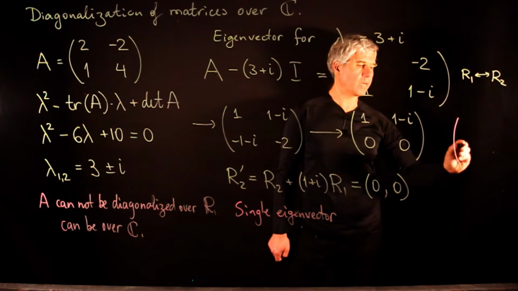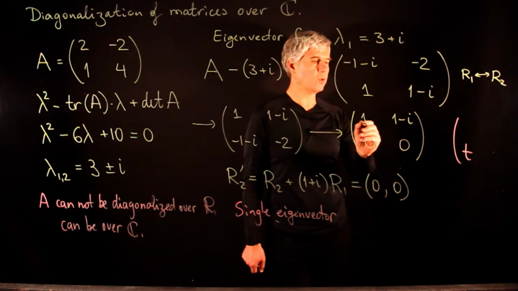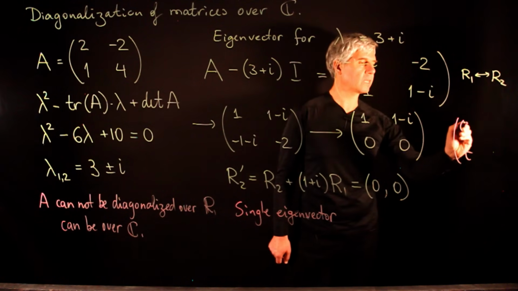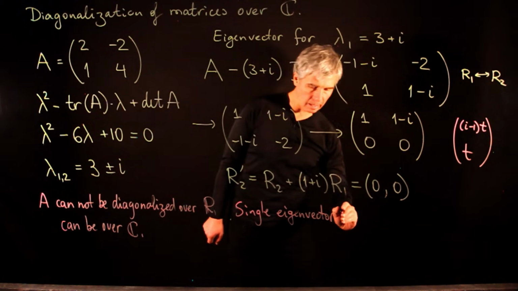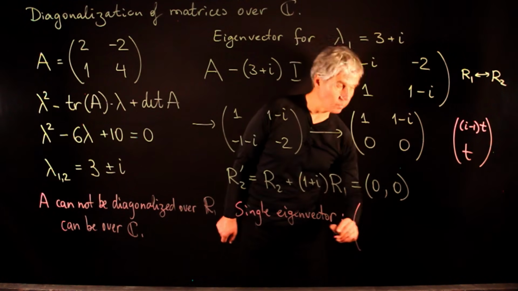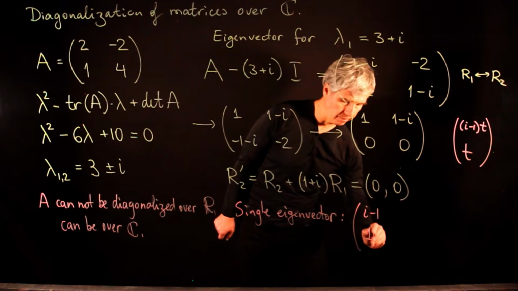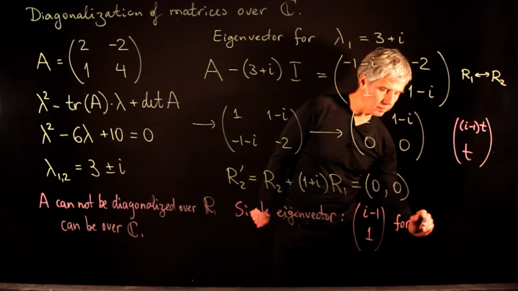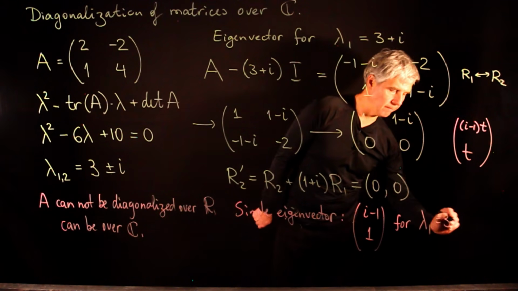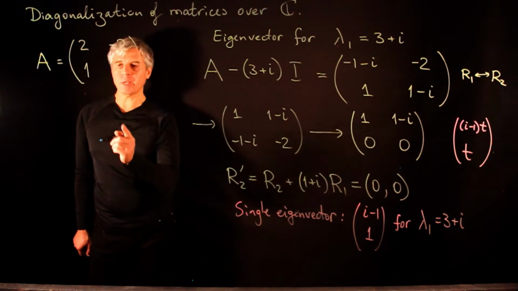If we assign parameter t to the free variable x2, then the value of x1 will be (i − 1) times t. And so what we see is that our single eigenvector will be (i − 1, 1). So this is for eigenvalue lambda 1, which is 3 + i. The matrix that we are working with is real.